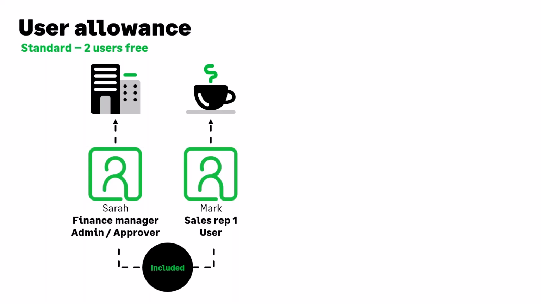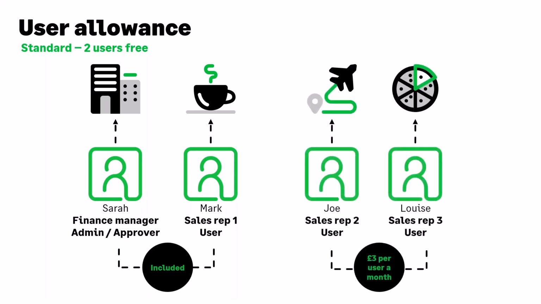If you wanted to add additional users, so you would have Joe, who's another sales rep, and Louise, then for any extra users outside of those 2, it would be £3 per user a month. It doesn't matter how much they actually process in Sage Expenses, it would still be the standard £3 per user per month outside of those 2 included.